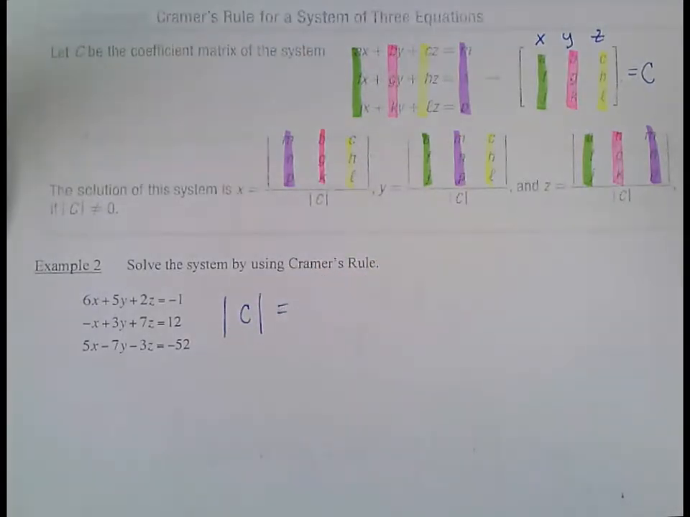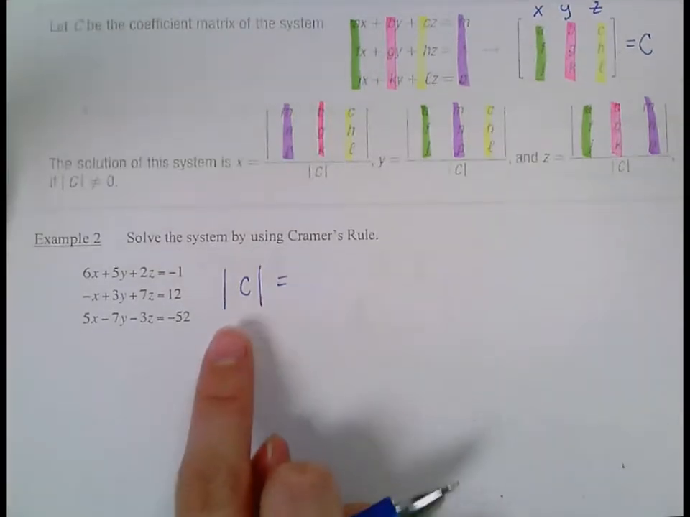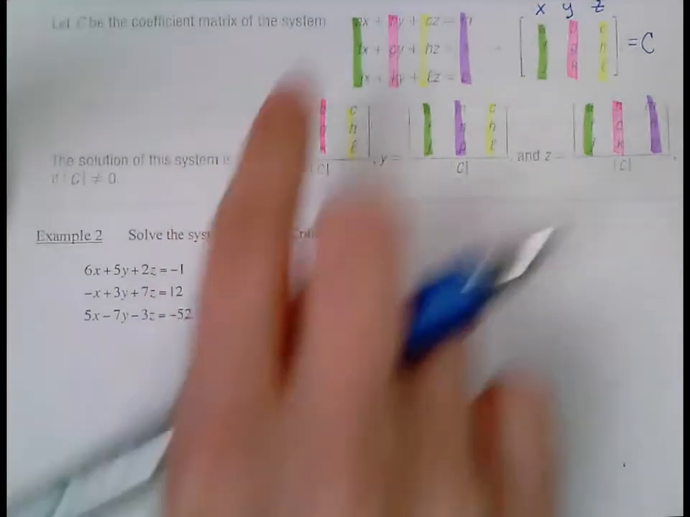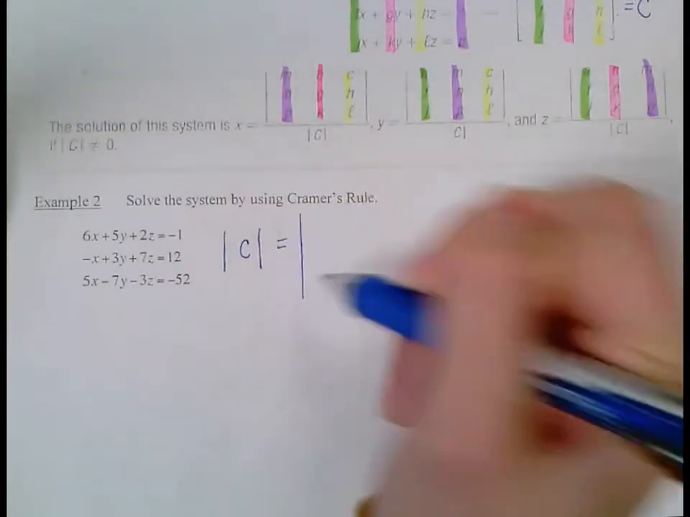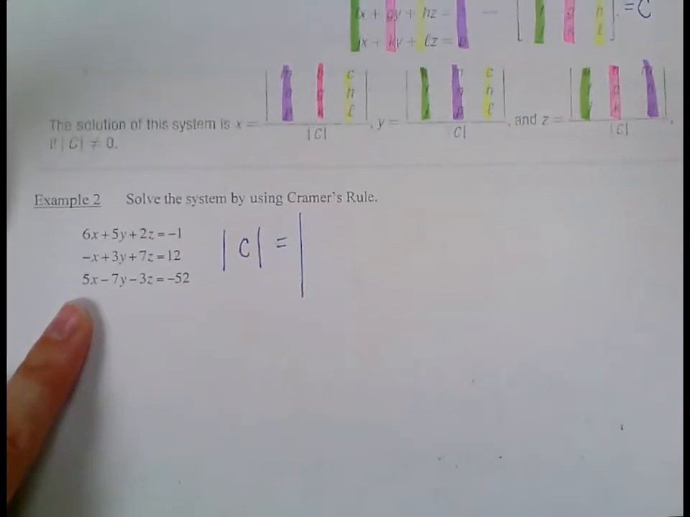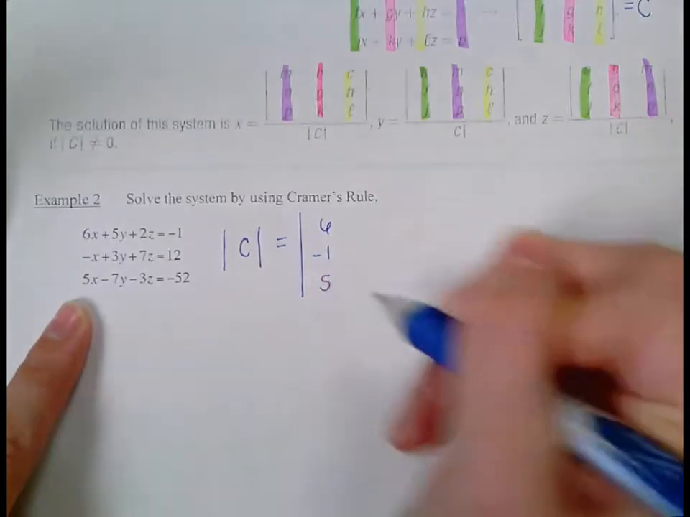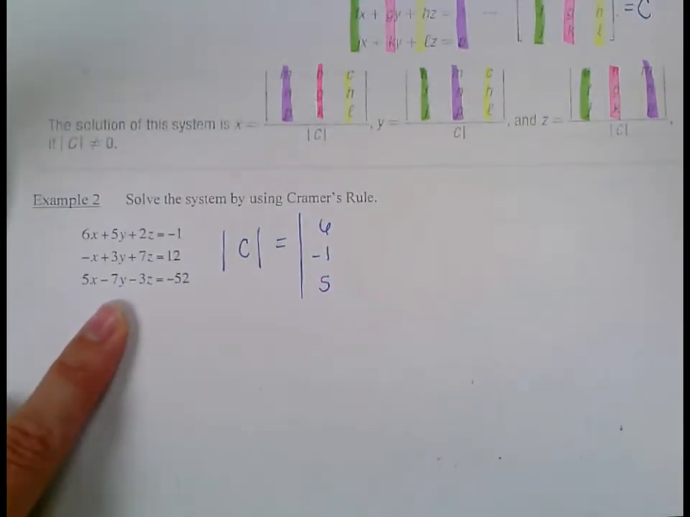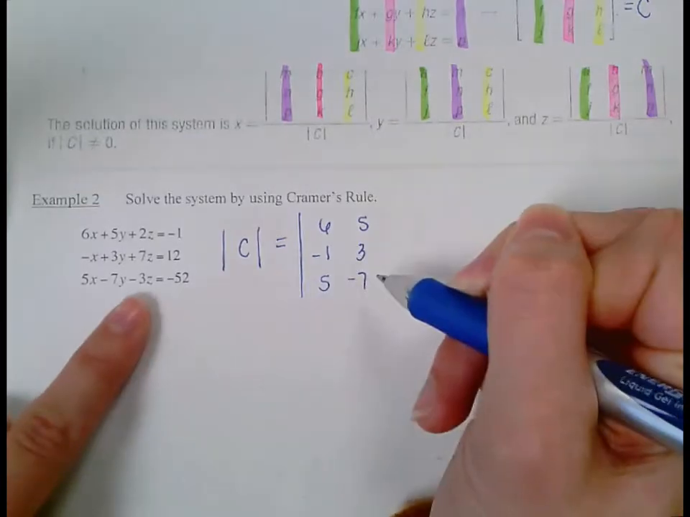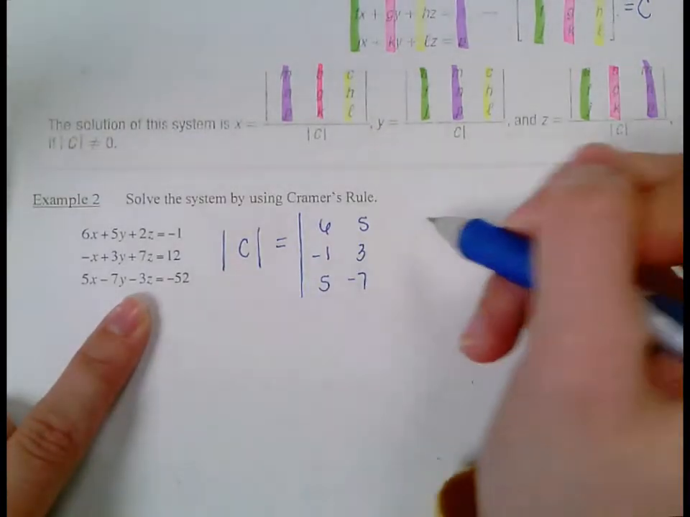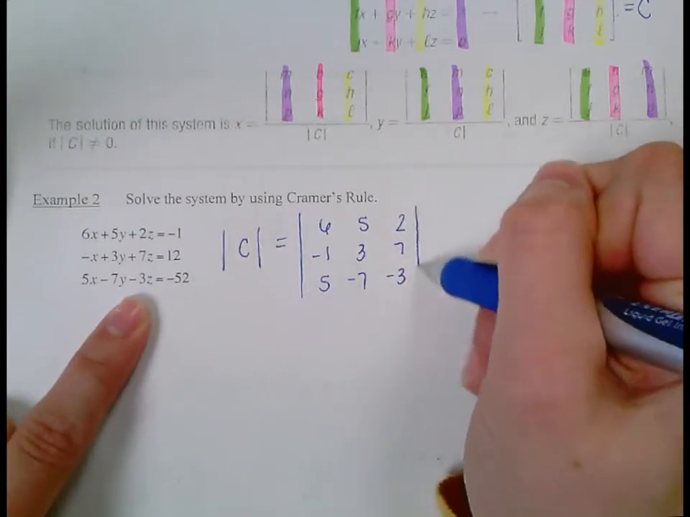All right, so let's go through example 2, or start example 2. You first have to find the determinant of the coefficient matrix C. So this matrix, the first column is your column of x coefficients. That's 6, -1, and 5. Your second column, your column of y coefficients, 5, 3, and -7. Third column is your column of z. 2, 7, and negative 3.